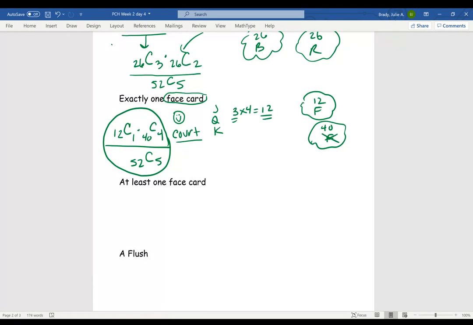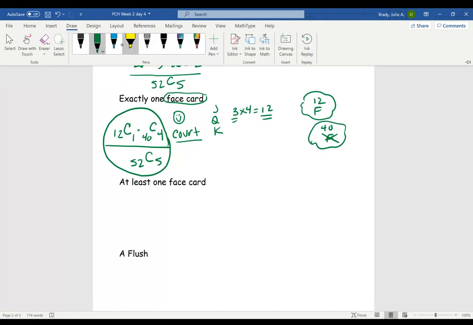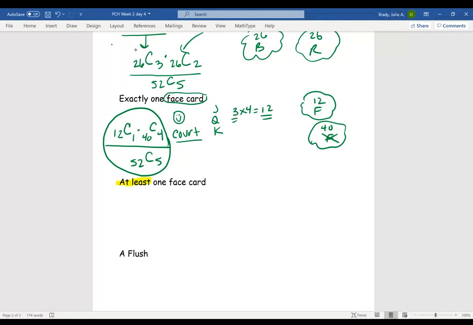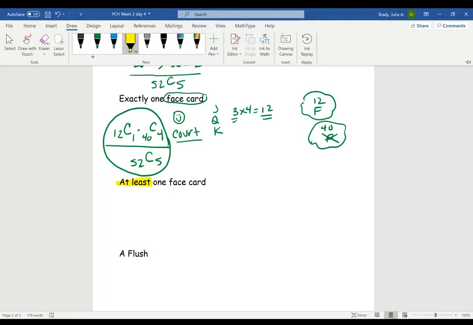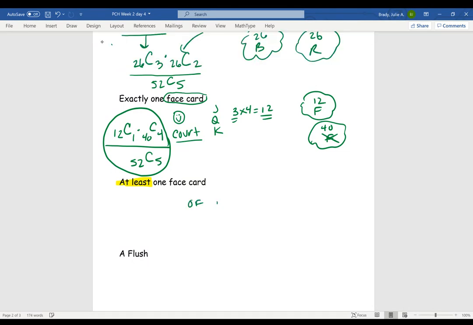Okay, now here's a word we've had before, at least. What does it mean to have at least? Well, if you're picking 5 cards, you can get no face cards, 1 face card, 2, 3, 4, or 5 face cards. And at least 1 face card means these are the winners. So you could do all the 1, 2, 3, 4, 5 calculations using the same strategy we did here and add them together. But math people are problem solvers, so let's do it an easier way.